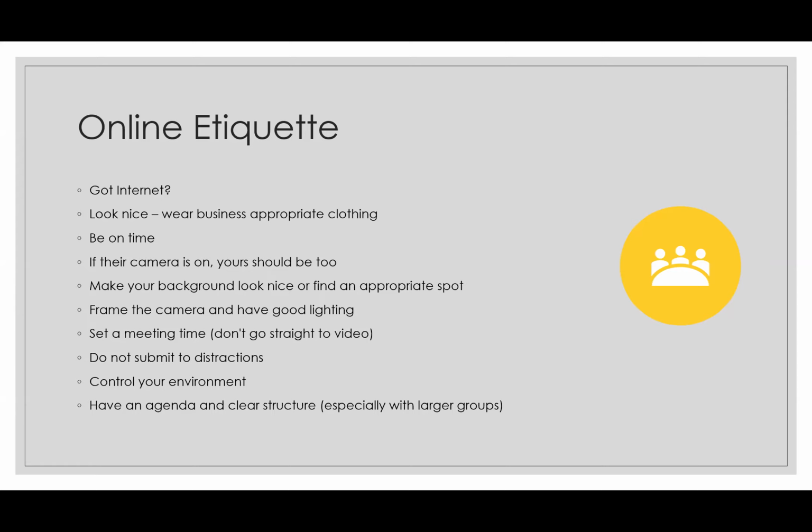Do not submit to distractions. That is very big. So if you do have a pet, or a roommate who's very funny and loud, try not to submit to those distractions. I will say this is something that I tend to submit to.